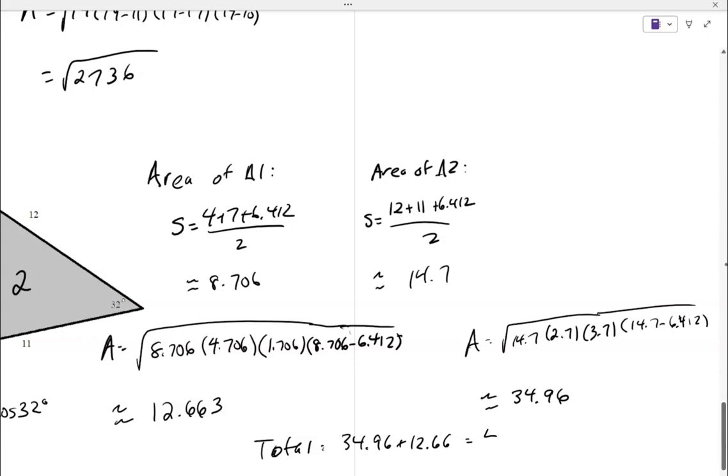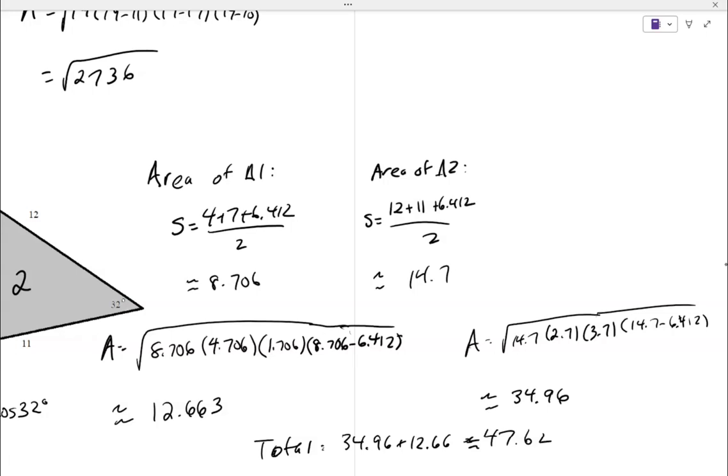So what do you get? 47.62-ish when you're done. Is the process okay? That's the important part here. I know there's a lot of typing, but is the process okay with what we did?